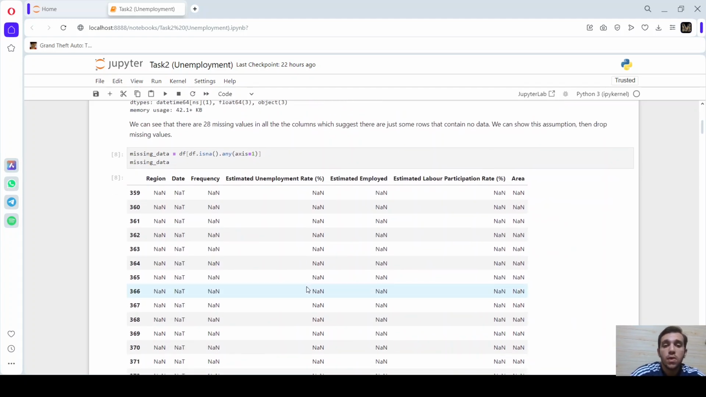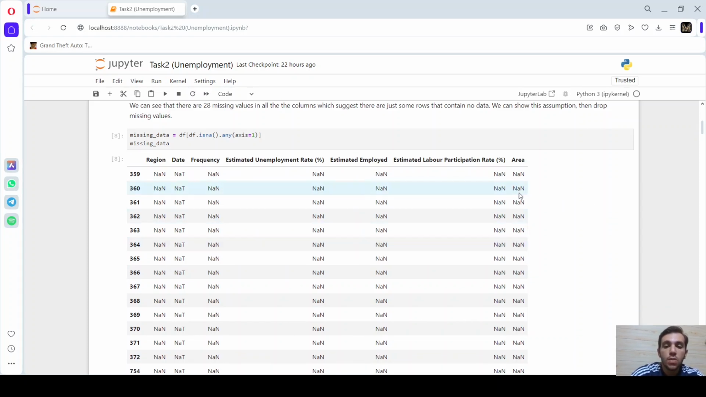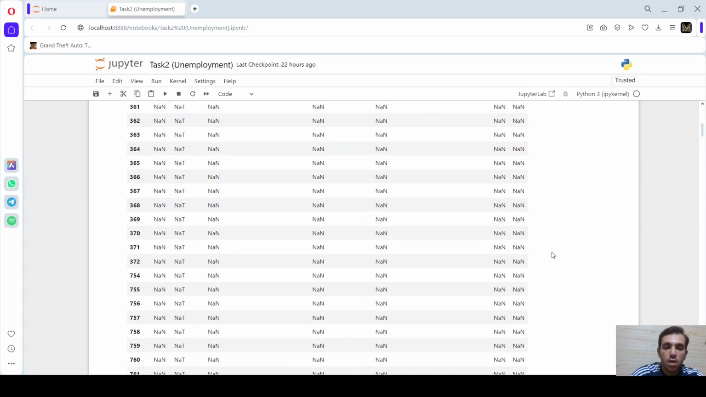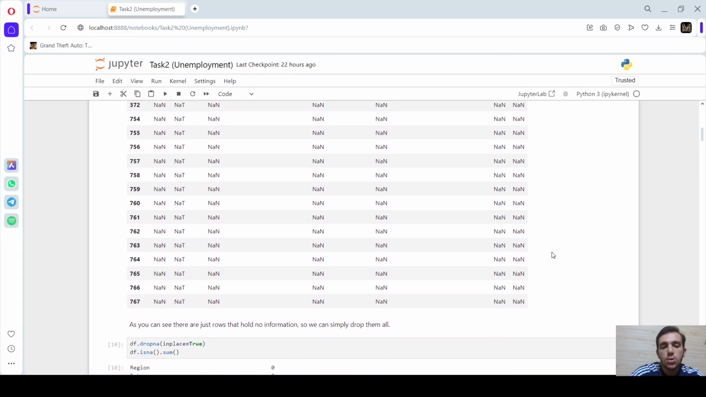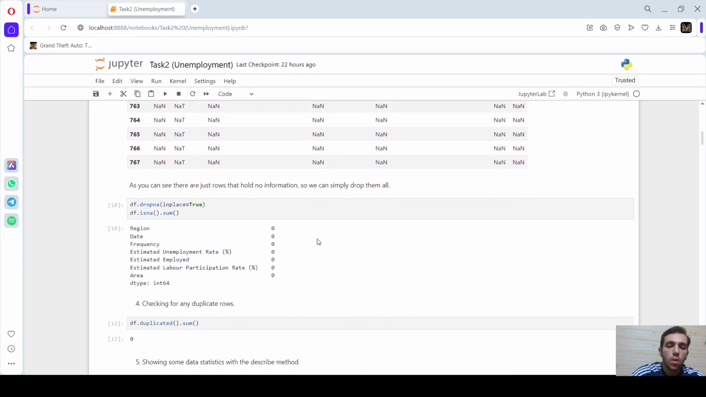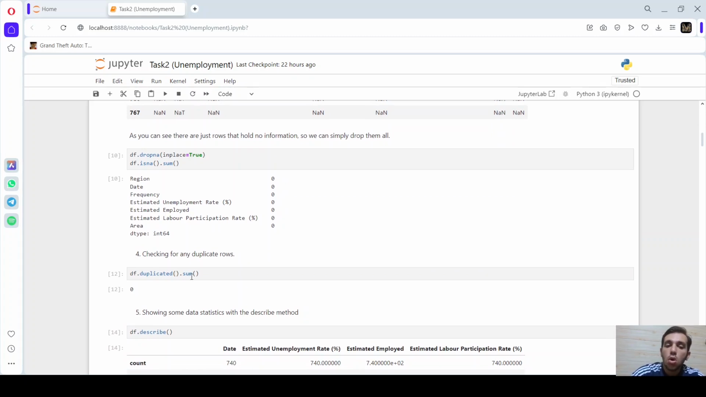And to make sure that this assumption is correct, here we can see the rows that contain no information at all, and we can see that the whole row is filled with missing values. So we can drop them with the dropna method, and then we can see that there are now no missing values at all. Also, we checked for duplicates, and there are no duplicated values in our dataset.